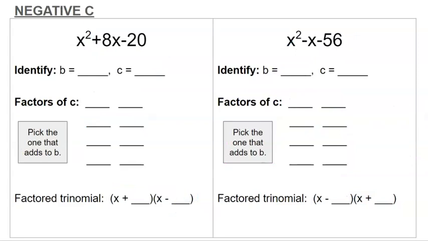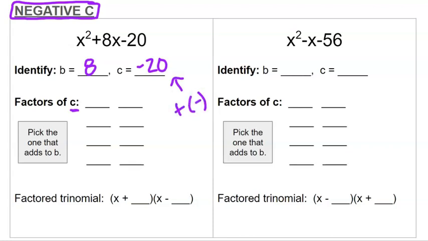All right, so now that you saw how to factor with a positive c value, now we're going to talk about factoring with a negative c value. So again, our beginning process is still the same. We're going to identify our b, which is 8, and our c, which is negative 20. Now, factors of c, in order to make a negative number, one of our numbers has to be positive and one of them has to be negative.